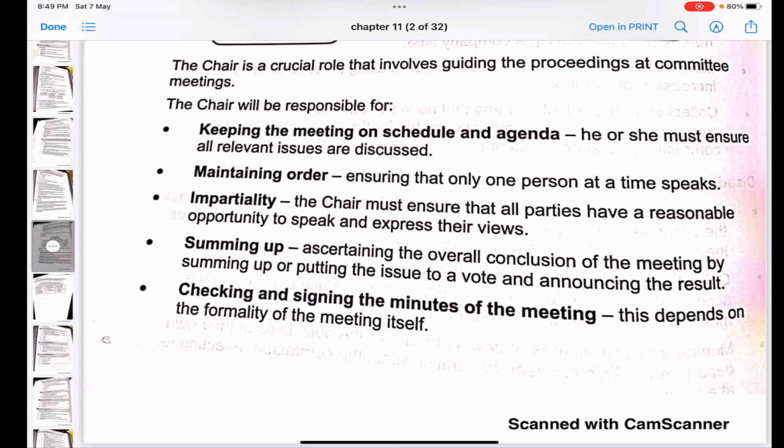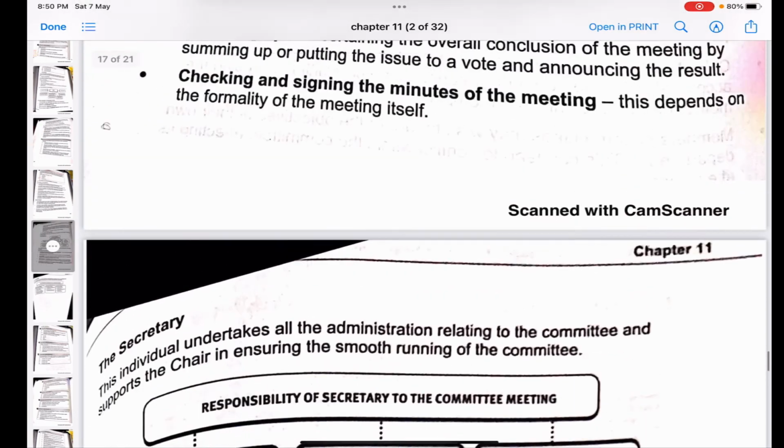So what are the responsibilities of a chair in a committee? It is keeping the meeting on schedule and the agenda, maintaining order, dealing with impartiality, summing up and checking and signing the minutes of the meeting.